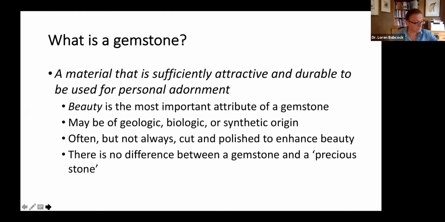All right, so the next question we ought to probably address is what is a gemstone? And this is a question that people have varied definitions for, but the definition that I like best is this one. A gemstone can be defined as a material that is sufficiently attractive and durable to be used for personal adornment, or alternatively for some other art form. And under this definition, it's a solid that is beautiful, and that is what we regard as the key characteristic of a gemstone, its beauty.